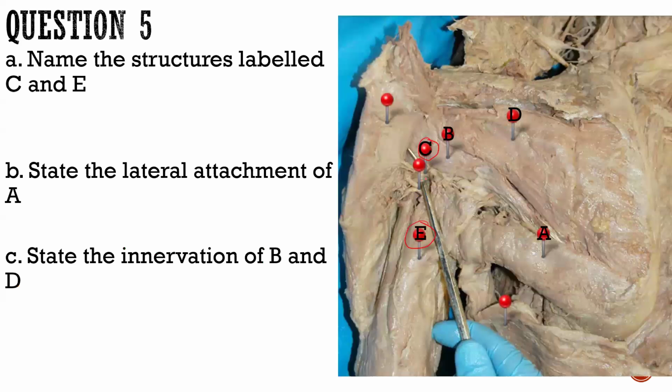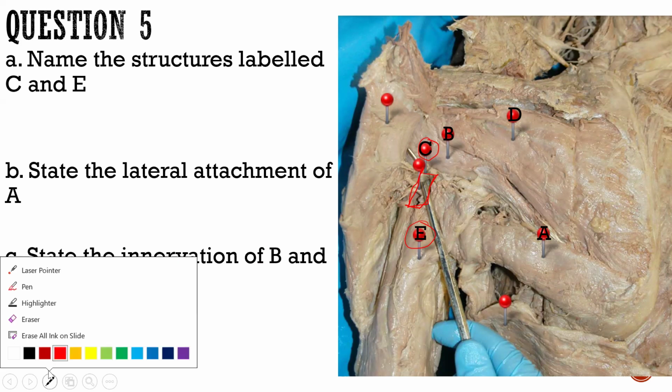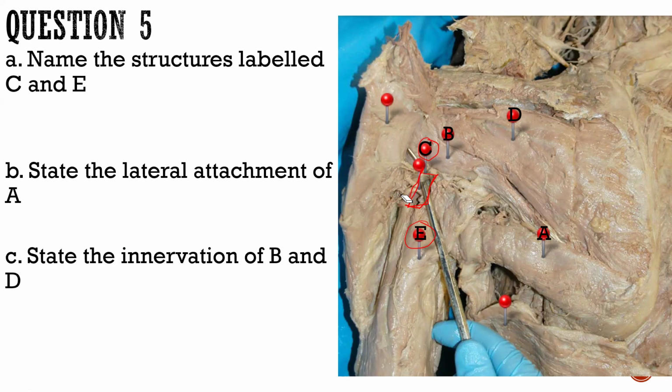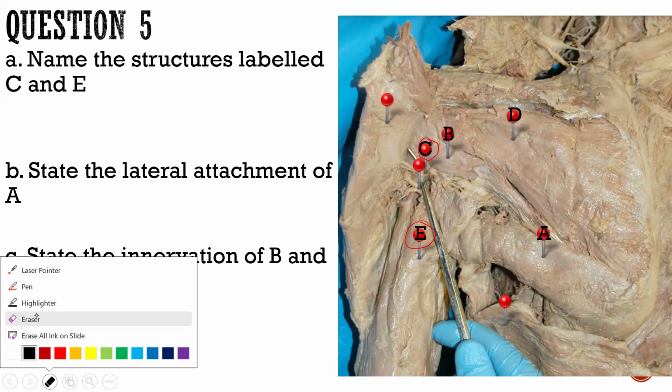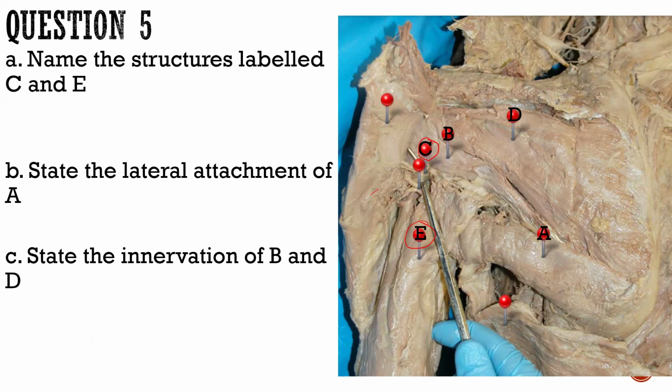You can see here we have this quadrangular space. Remember the structures that traverse the quadrangular space. C is one of them. Let me erase that so that you can see the two structures. C is one of them, and then we have this structure over here, which is not labeled. Allow me to call it X.